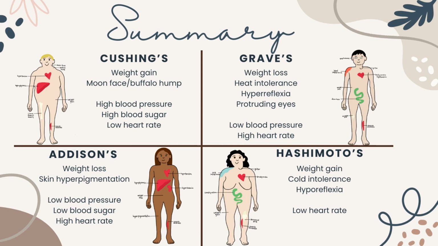So as you can see, Cushing's and Hashimoto's are more of a weight gain, but Graves' and Addison's more of a weight loss. And then between Graves' and Hashimoto's, with Graves' you're going to have those protruding eyes and hyperreflexia and heat intolerance, but with Hashimoto's you're going to have cold intolerance, hyporeflexia. Between Cushing's and Addison's, that moon face, buffalo hump is going to be the most characteristic of Cushing's. But with Addison's, it's going to be more the skin hyperpigmentation. But they do have differences in their blood pressure, blood sugar, and heart rate between Cushing's and Addison's.